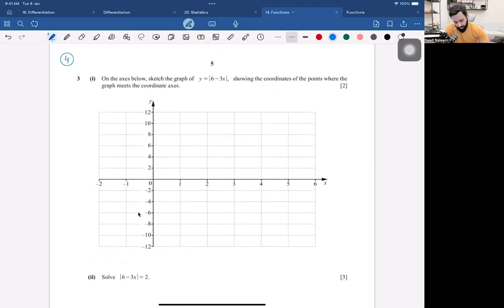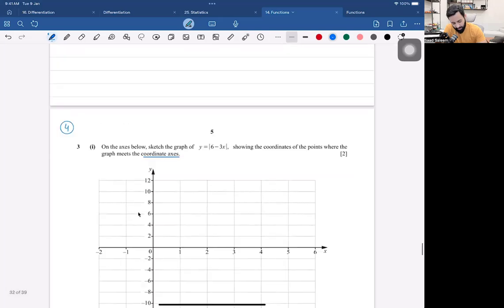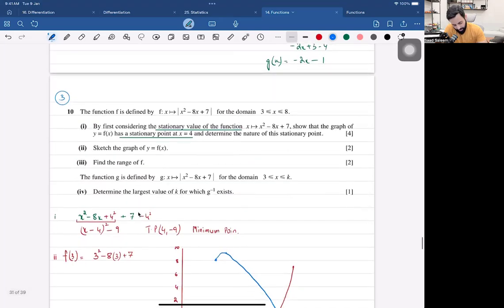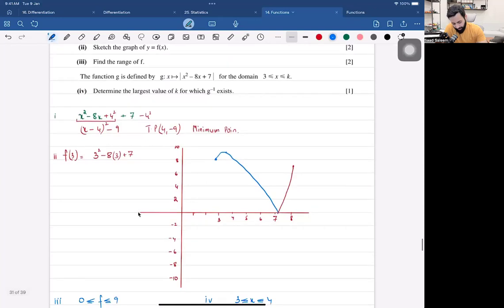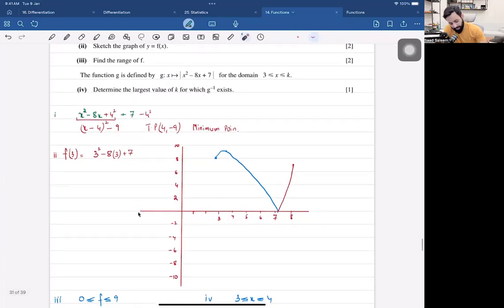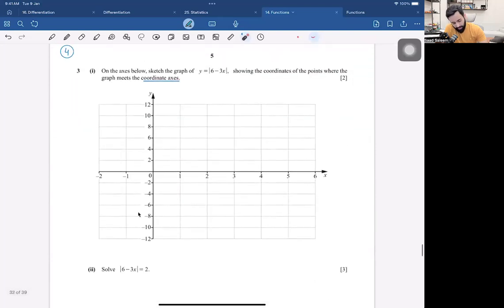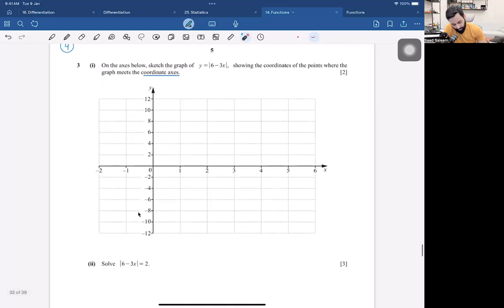On the axis below, sketch the graph of y equals modulus 6 minus 3x, showing the coordinates of the points where the graph meets the coordinate axes. Okay, so here the question wants us to show that explicitly. Here the question didn't mention any such thing, so that's why we didn't. And there's a good reason for the question to not mention that because there's literally just one x-intercept. There is no y-intercept and there is no other x-intercept either. So here we have to pay extra attention to the point where the graph cuts the x and y axis.